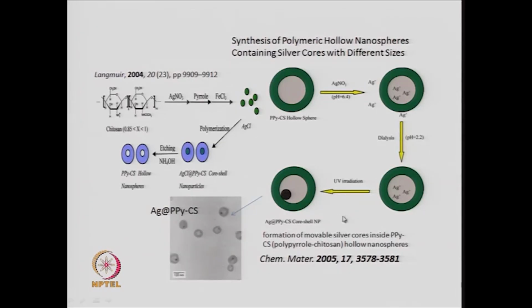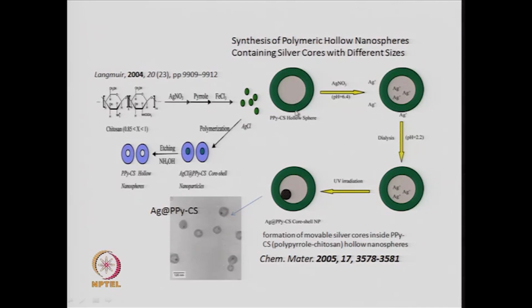Now, this is an example of making movable silver cores inside hollow spheres or hollow shells. You have to start with a polymeric hollow nanosphere, and you want to make a silver particle inside, but not the entire region should be covered, only a small region should be covered with silver, so that the silver particle can move around this internal surface like a ball.